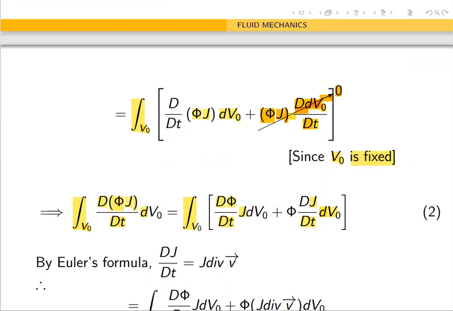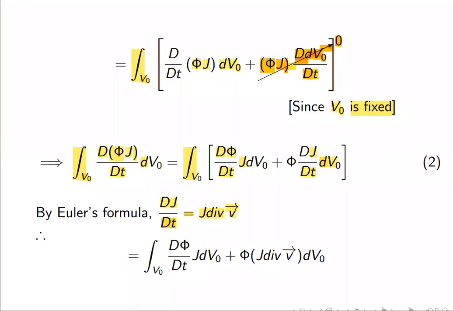Okay, now what is dJ/dt? By Euler's formula, we have dJ/dt equal to J times the divergence of the velocity. So using this Euler's formula, just substitute in the next step. What is the next step now? In the place of dJ/dt, we have put J into the divergence of the velocity, by using Euler's formula.